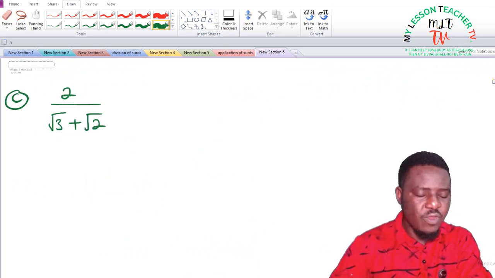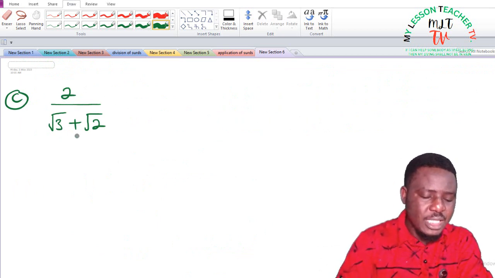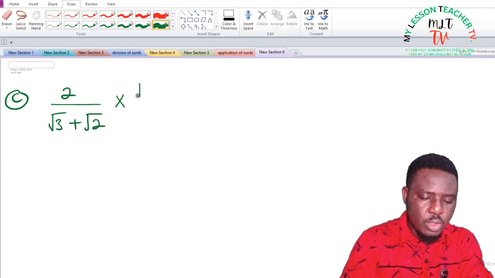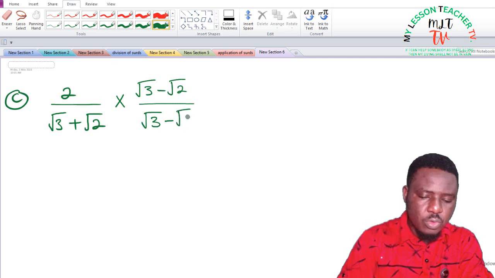C, if you are asked to evaluate this, given the values for root 2 and root 3, you also rationalize, but in this case, this is a binomial surd, so we are going to multiply the numerator and denominator by the conjugate of root 3 plus root 2, of which the conjugate is root 3 minus root 2, divided by root 3 minus root 2.